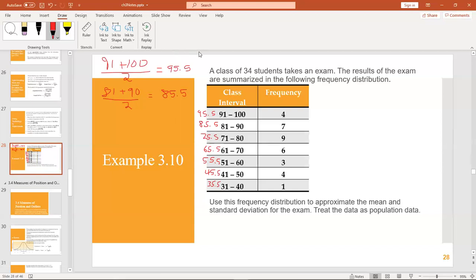So I'm going to pause things real quick. I'm going to enter all of these values into list 1. These class midpoints are going to go in list number 1, and then the frequencies are going to go in list 2. I'm going to pause for a moment while I do that.